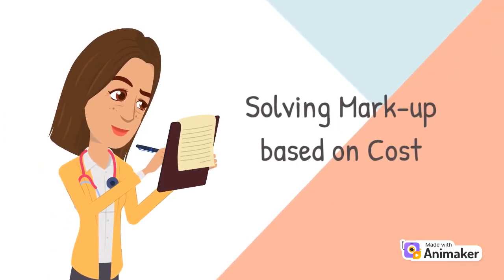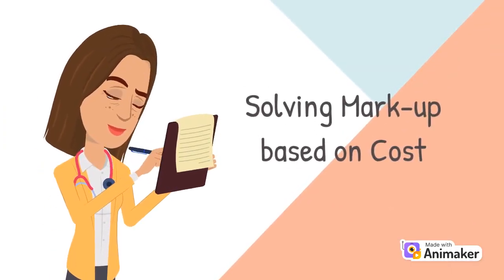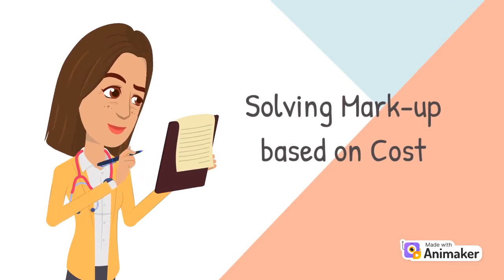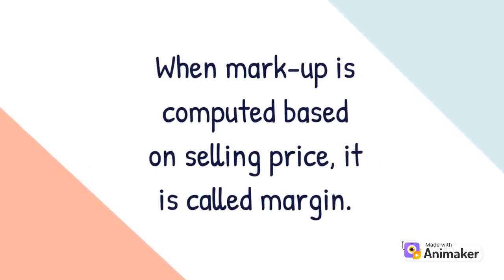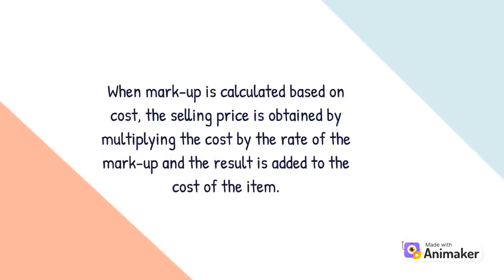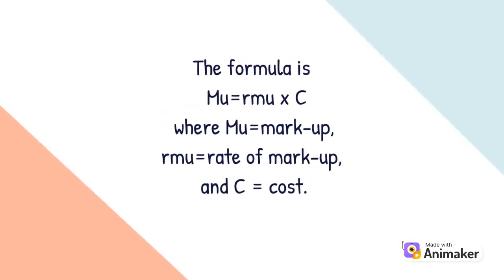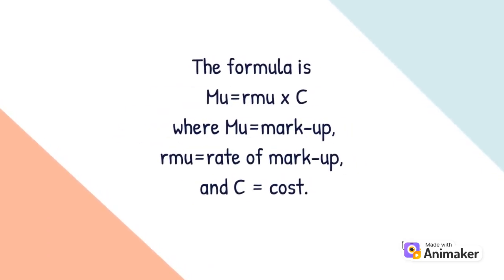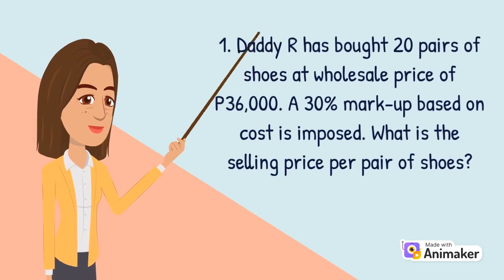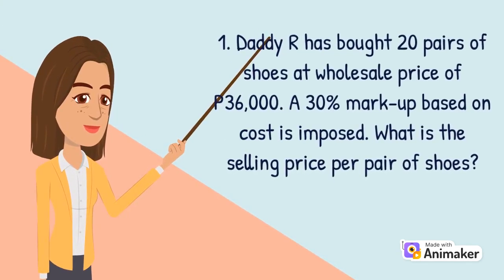Let us have solving markup based on cost. When markup is computed based on selling price, it is called margin. When markup is calculated based on cost, the selling price is obtained by multiplying the cost by the rate of the markup and the result is added to the cost of the item. The formula is M sub U is equal to the rate of markup times cost. Please read the example problem, then try to answer using the given formula.